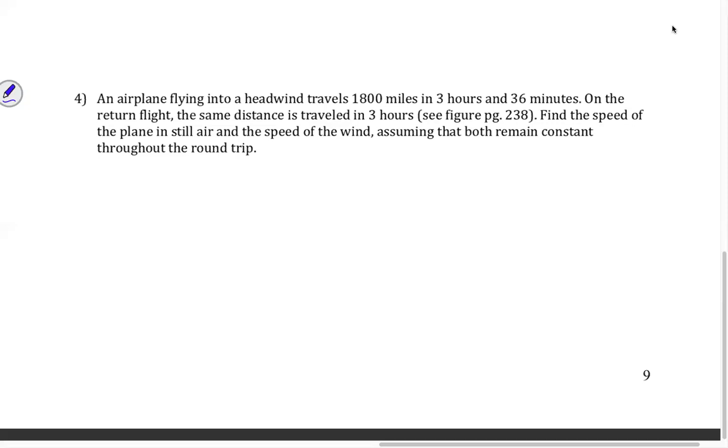All right. An airplane flying into a headwind, Hansi, travels 1,800 miles in 3 hours and 36 minutes. On the return flight, the same distance is traveled in 3 hours. Find the speed of the airplane in still air and the speed of the wind, assuming both remain constant throughout the rest. All right, ready, Hansi? Yeah.